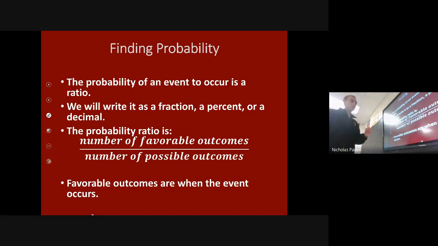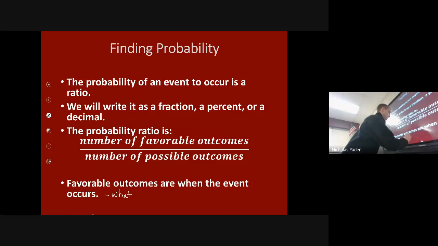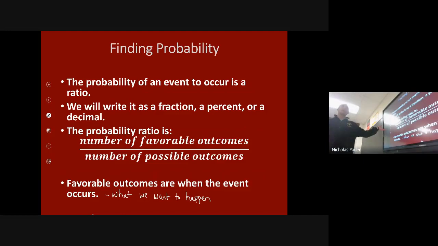And favorable outcomes are when the event occurs. And so the event that we want to have happen, maybe rolling a 3 or spinning a blue, that's what we want to happen. So favorable outcomes, when that event occurs, what we want to happen. So that is a favorable event. So how many sides or how many wedges of the spinner have a blue out of how many possible options are there on that spinner? That's an example.